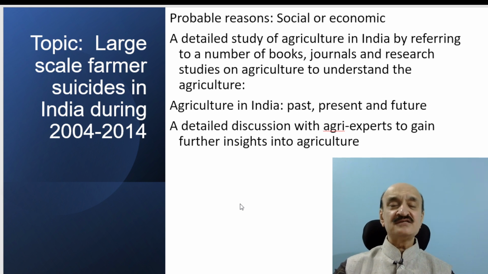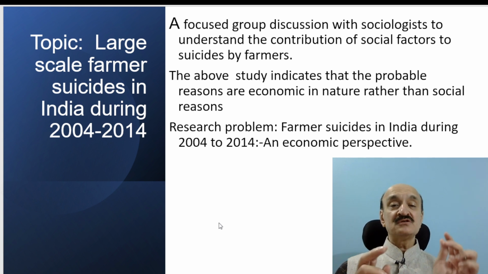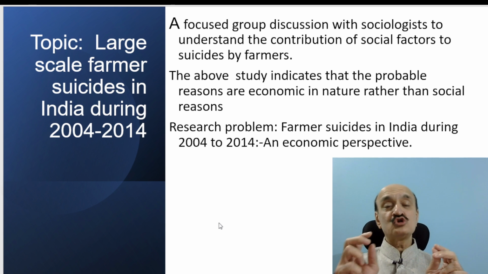Then, further insights are needed in agriculture. Therefore, a detailed discussion is done with agricultural experts to basically understand the agriculture, the nuances that are involved in agriculture. So, the next step is to do a focus group discussion with sociologists. And that is because we have identified two variables, either economic or social.